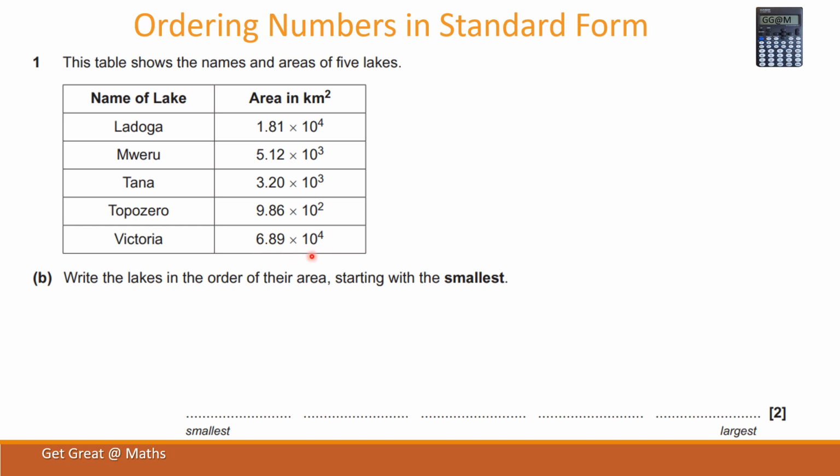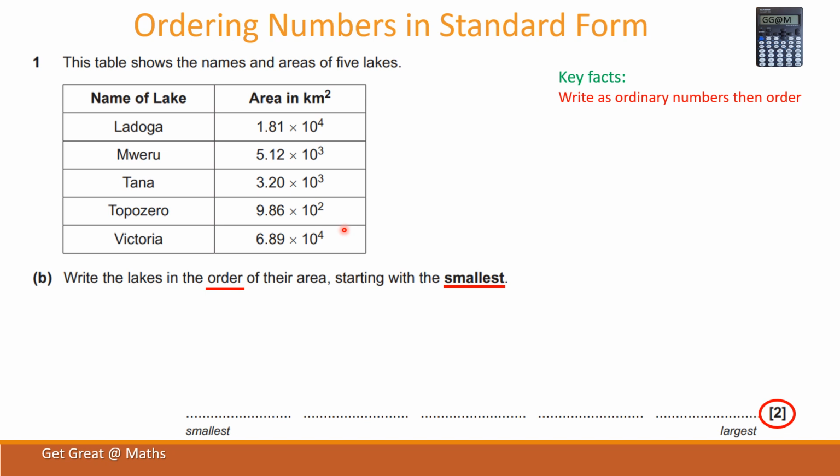That means they're written in standard form, and we've got to order these numbers. The key parts of the question are that we've got to order, and we're starting with the smallest. So we've got to take these numbers, order them from smallest to largest, and that is worth 2 marks. To be able to do that, we need to know some key facts.